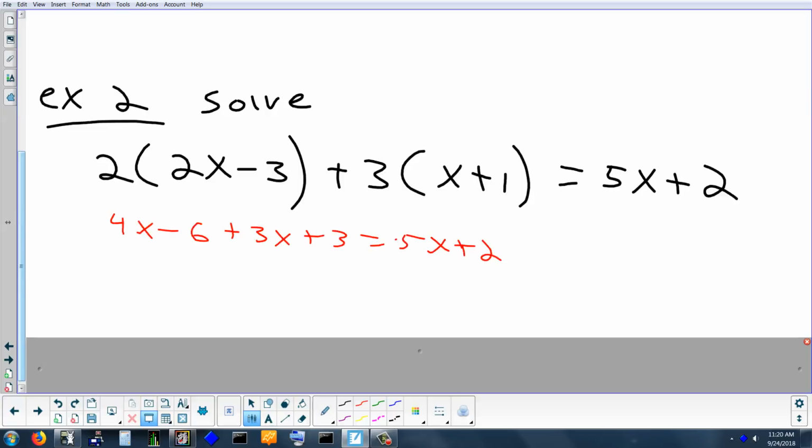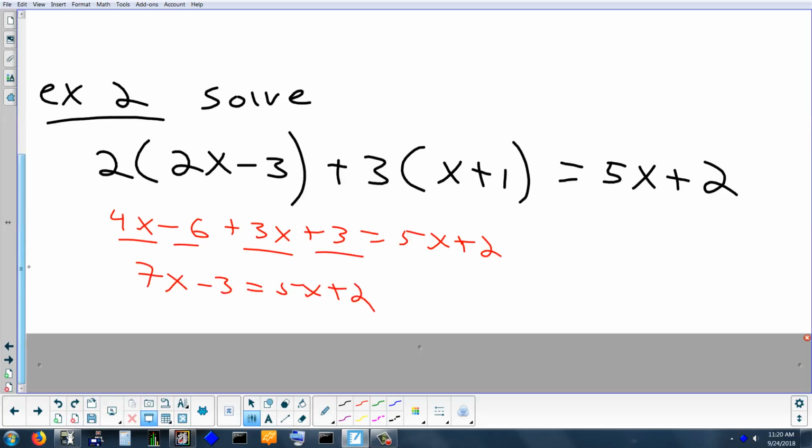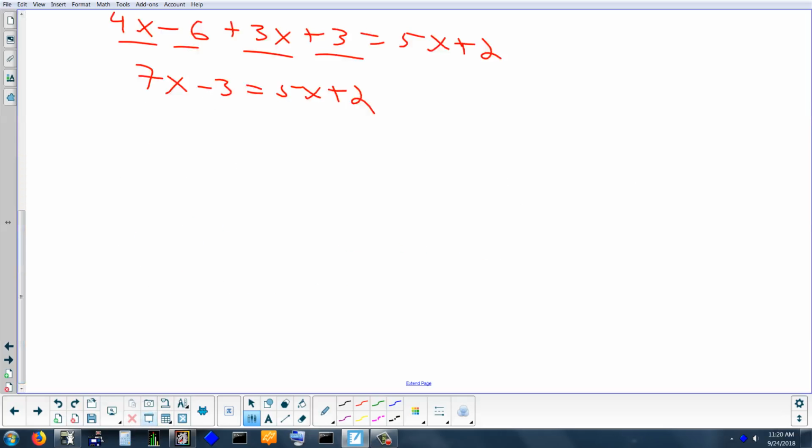Gabe, what would I do next on the left? Combine my terms. Yeah, so I see a 4x and a 3x. 7x. Good. And a -6 and a 3. -3. Now we want to get all the x's on one side, so we can just subtract the 5x to the other side. Add the 3.